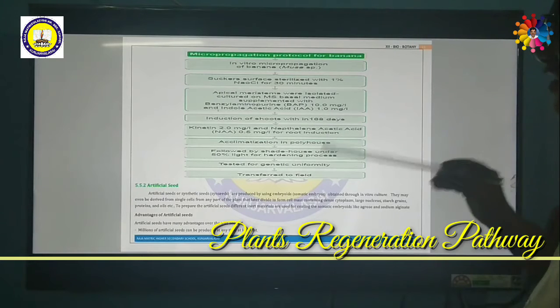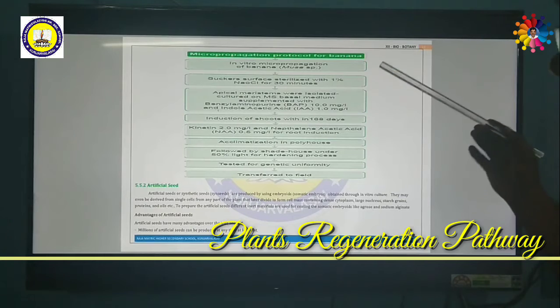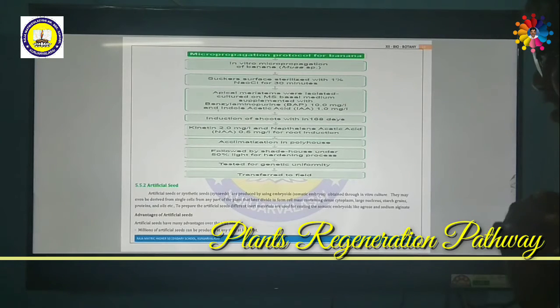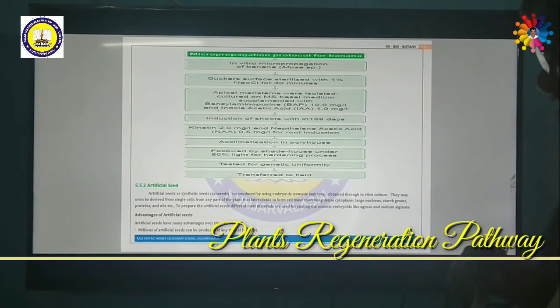Next we are going to see about artificial seed. Already we discussed artificial seed in detail. Once again we shall see what artificial seed is. It's very important, a 3 mark question. Artificial seed, synthetic seed or syn seed, all are the same, are produced by using somatic embryos obtained through tissue culture or in vitro culture. They may even be derived from a single cell from any part of the plant. They later divide to form a cell mass containing dense cytoplasm, large nucleus, starch grains, proteins and oils.